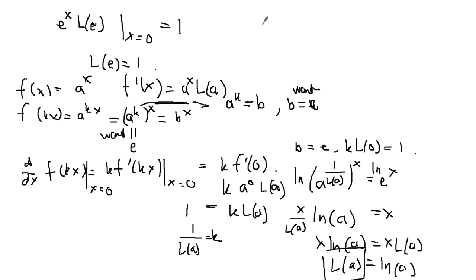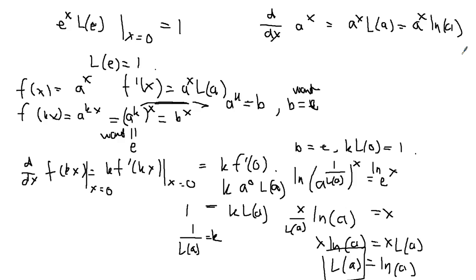So now we can ask the question: what is L of A? It's equal to ln of A. And what is the derivative of a to the x? The derivative of a to the x is a to the x L of A, which is equal to a to the x ln of A. And that is my mic drop right there. That is amazing.